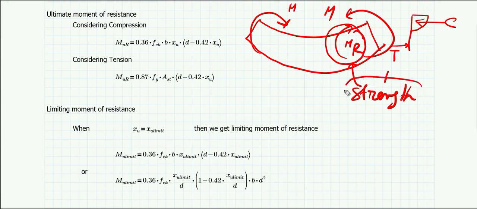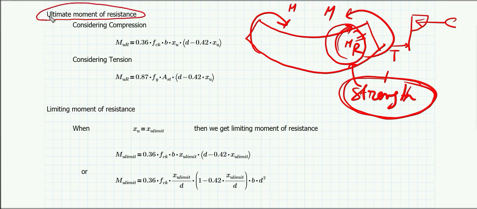This is the strength of the section, this resisting moment which is developed because of the application of moment to a member. This particular moment which is developed inside the section is called the resisting moment, and it is nothing but the strength of the section. So let's find out the ultimate moment of resistance. That means what is the ultimate strength the section has, that is, the maximum strength the section has.